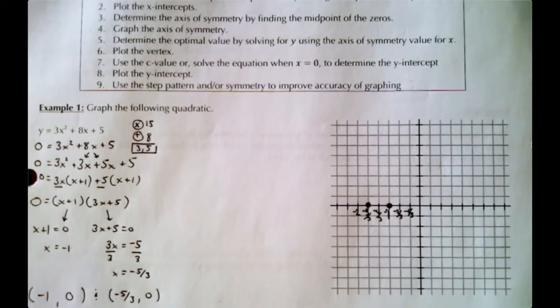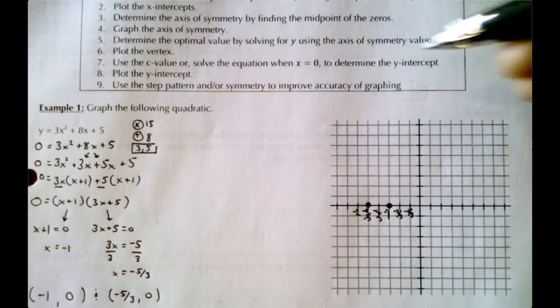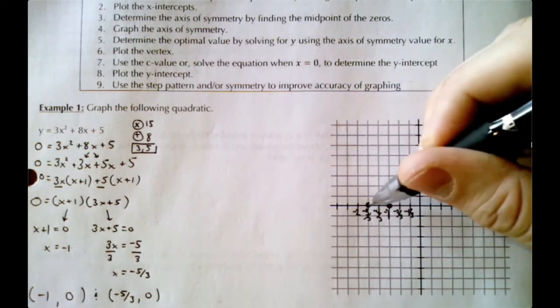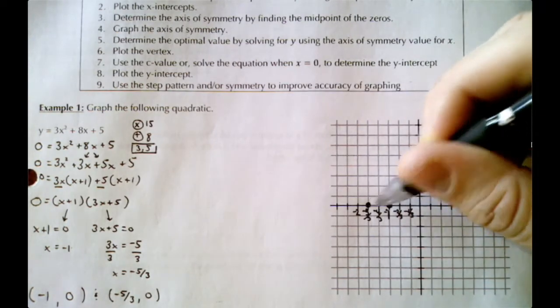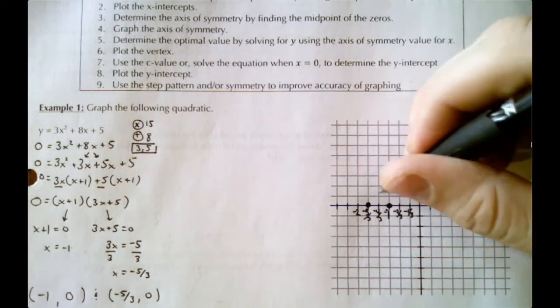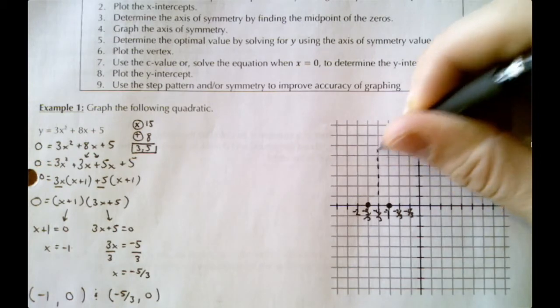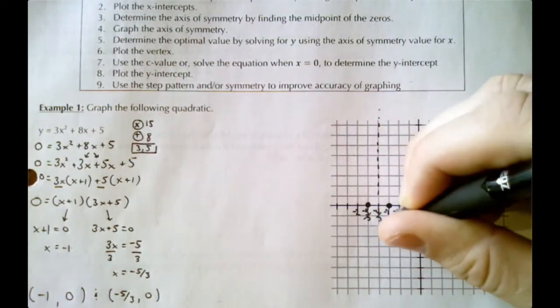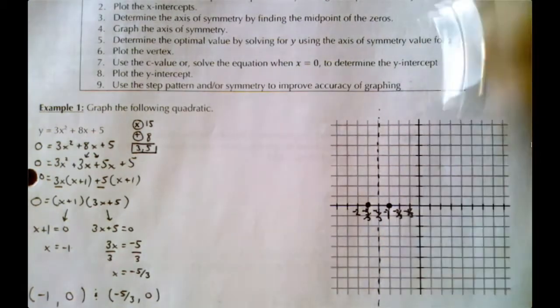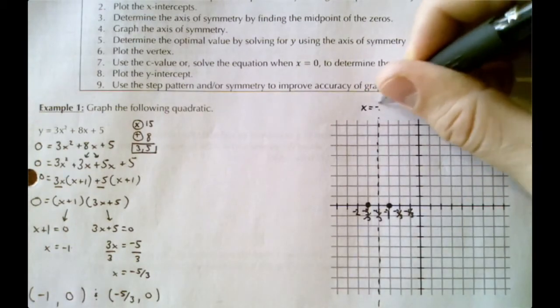That's step 2. Step 3 is determine the axis of symmetry. You may remember how to find the axis of symmetry. You take the x-intercepts and you add them and divide by 2, or since we have a graph, we can just look between the x-intercepts, and they're both one spot away from negative 4/3. So that's our axis of symmetry.